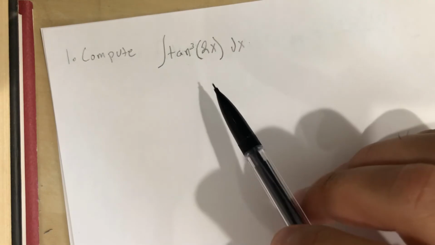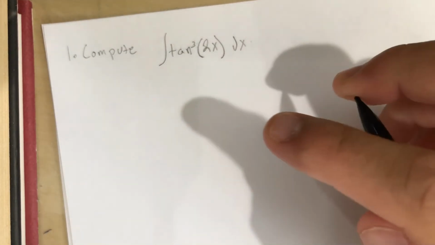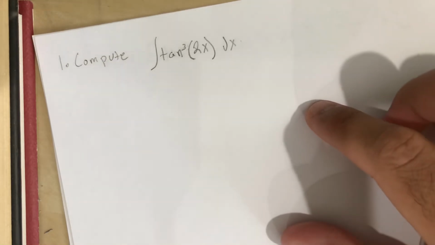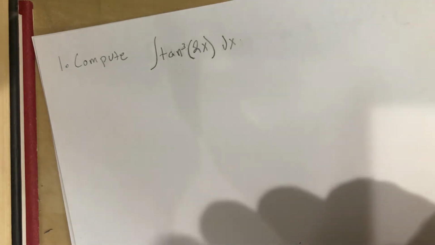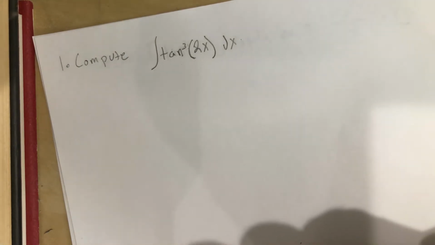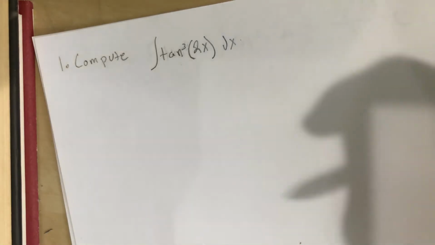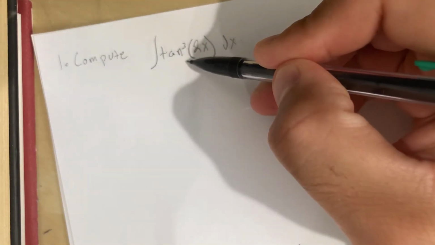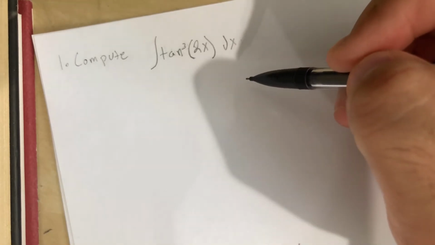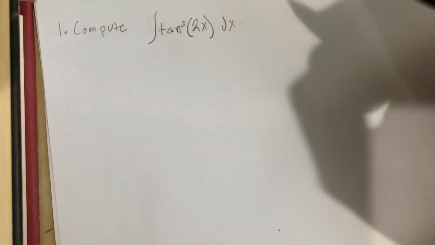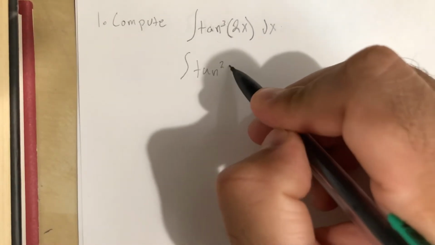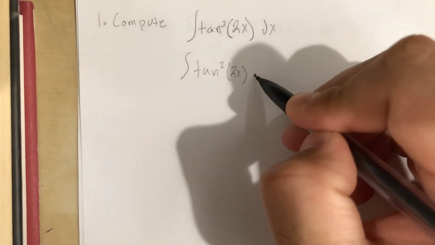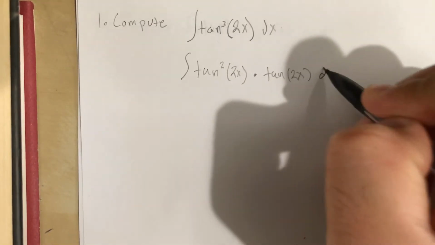Well, looking at this problem, we know from 7.2.4, which is one of the theorems that we learned for a strategy for evaluating trigonometric integrals, that if tangent is odd, then we can save a factor of tangent squared, and we know that tangent squared is equal to secant squared x minus 1. So this is going to be the indefinite integral of tangent squared 2x times tangent 2x dx.